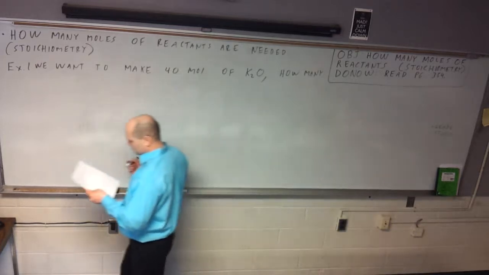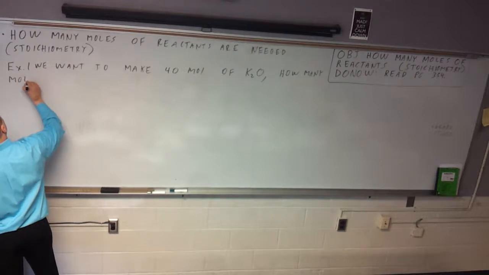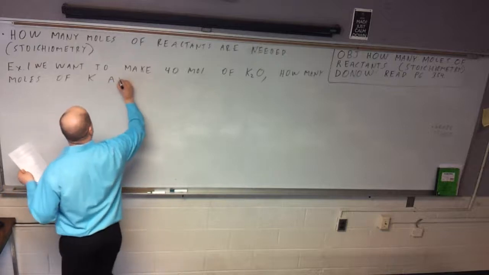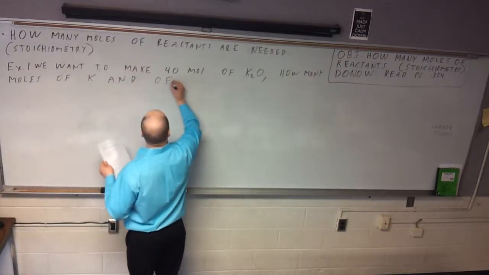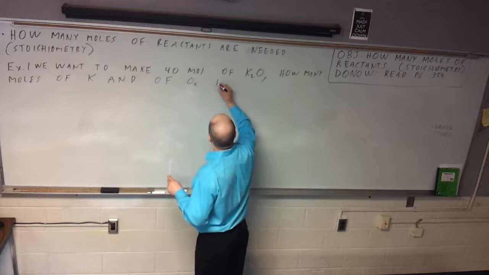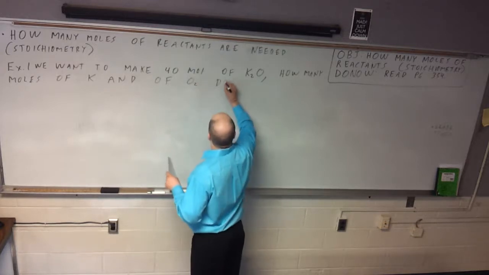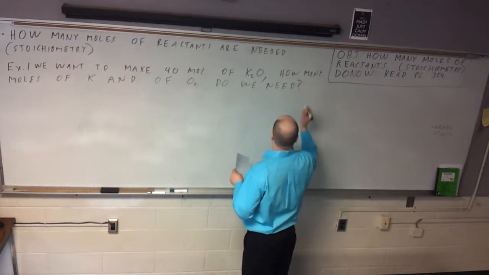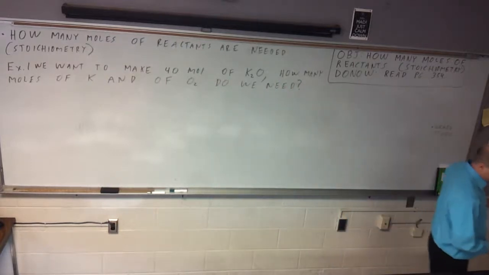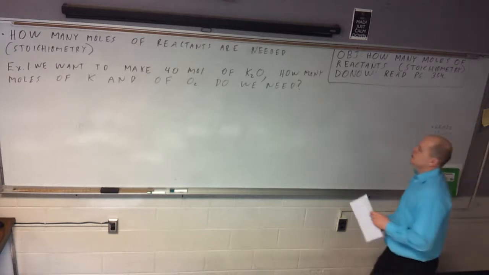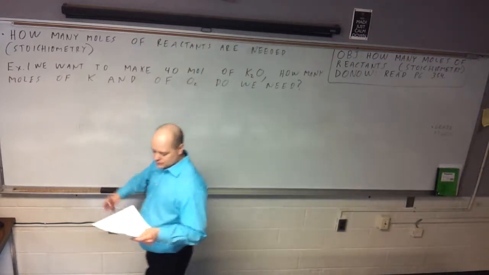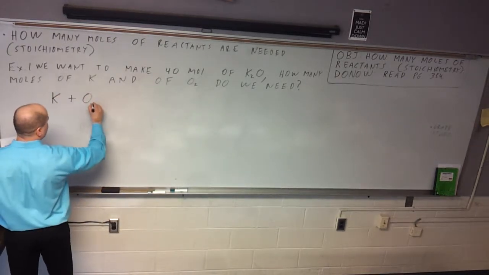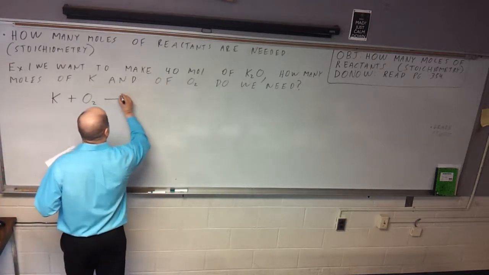Okay. How many moles of potassium, that's K, and of oxygen, that's O2, do we need? So the first thing we need is the actual reaction, so I'll write that up for you. So it's K plus O2, you might have guessed that, yields K2O.